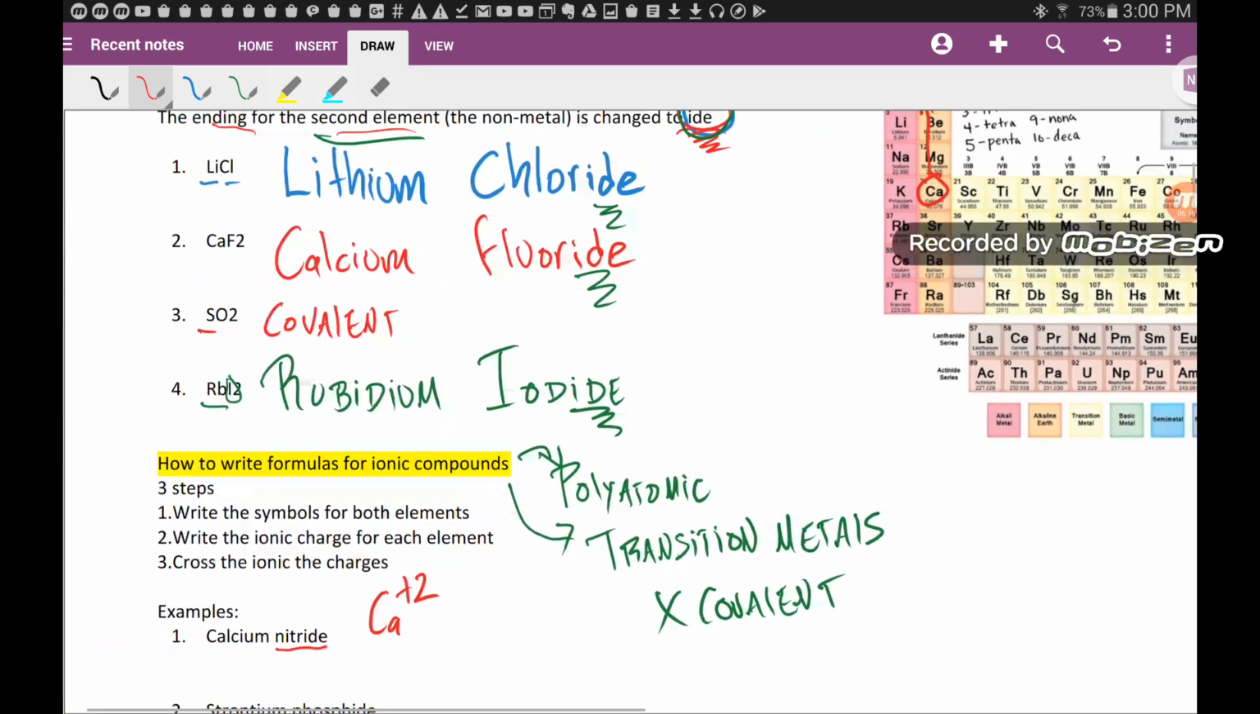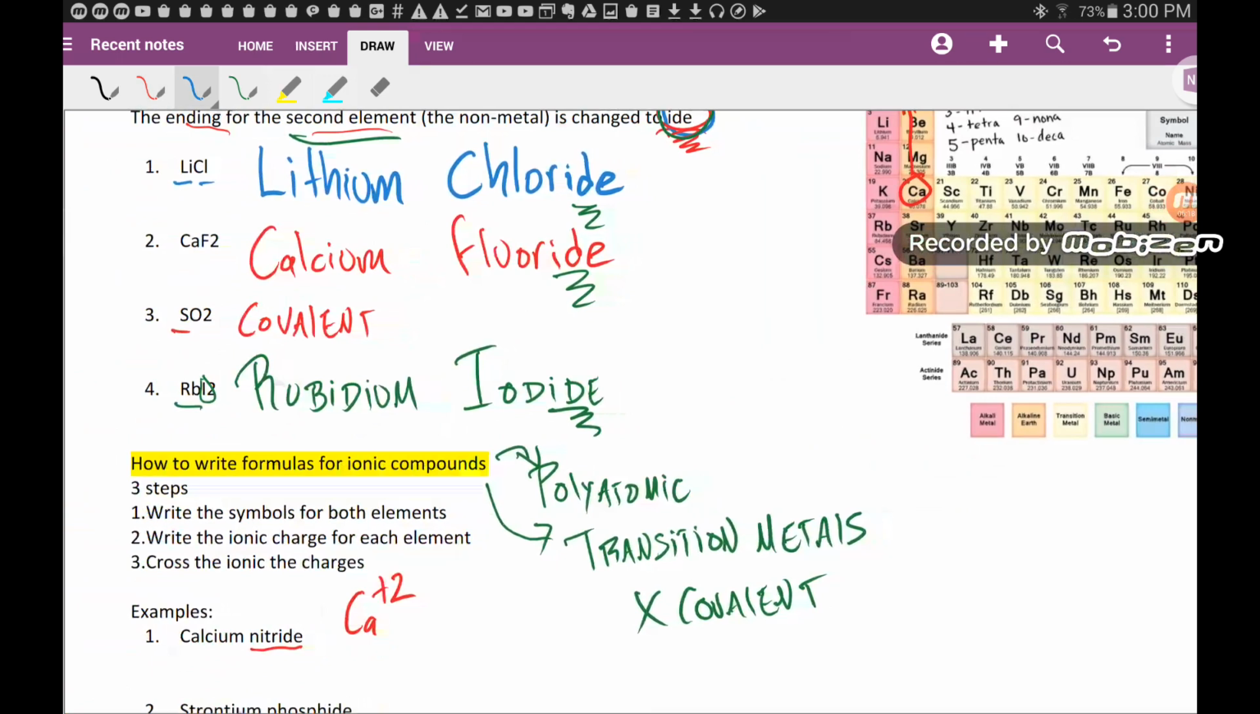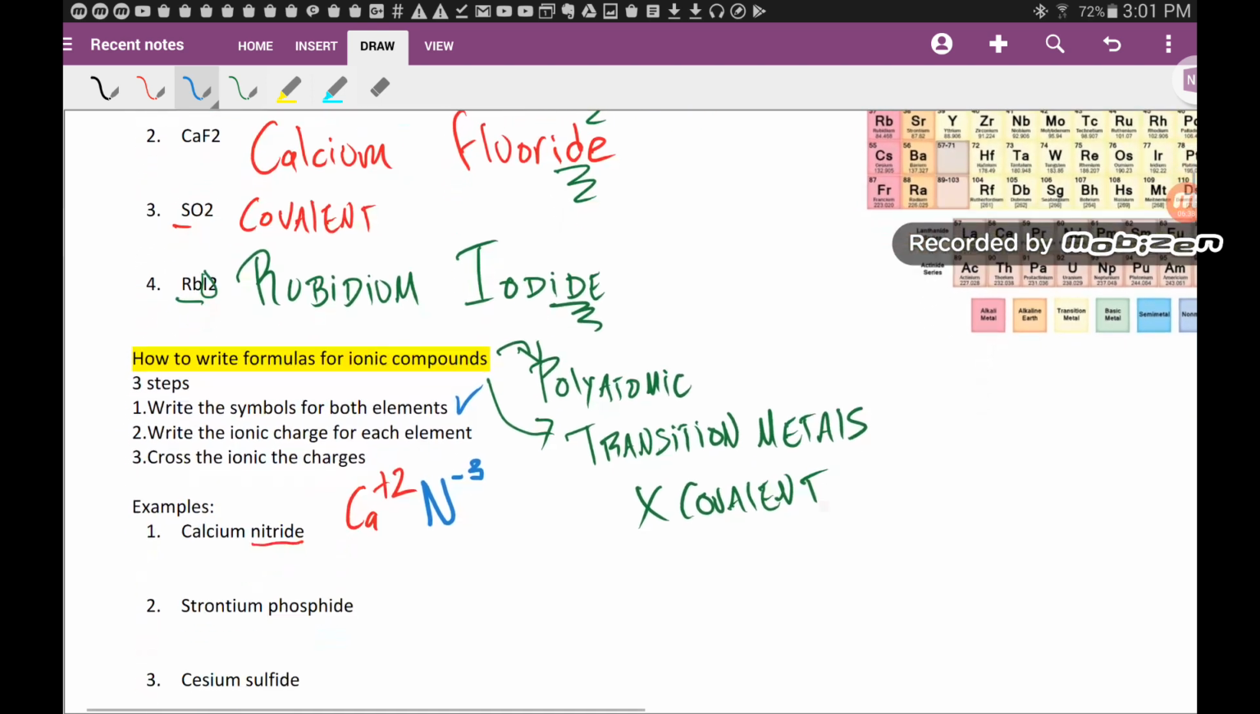So we write its charge, and I'm gonna write it in a different color. Nitrogen has a charge of -3. So we already did step 1, which is write the symbol for both elements, Ca and N. And then step 2, write the ionic charge for each element, calcium +2 and nitrogen -3. And now step 3 is we're gonna cross the ionic charges.